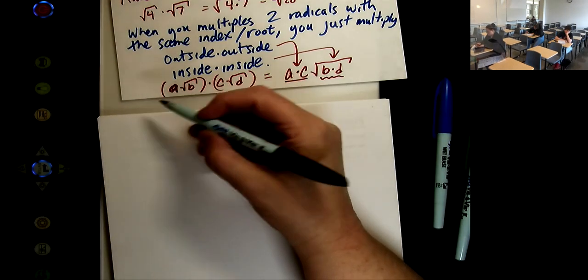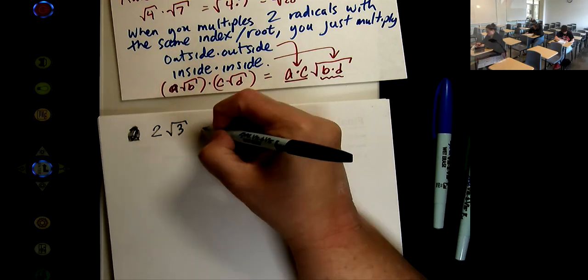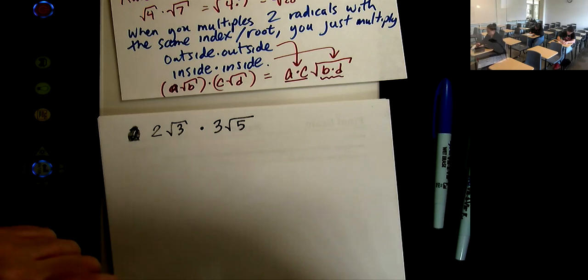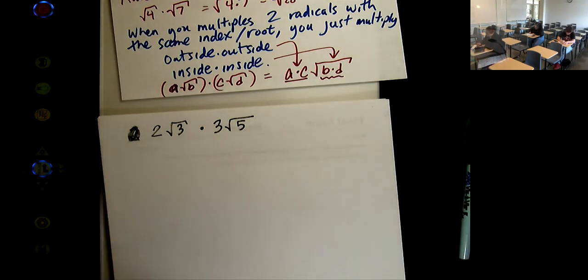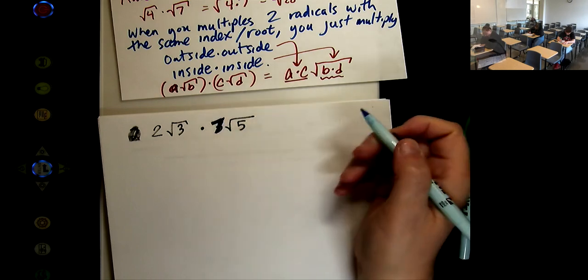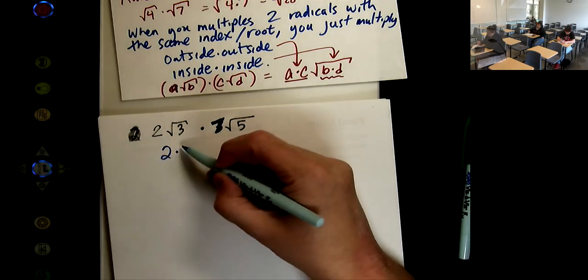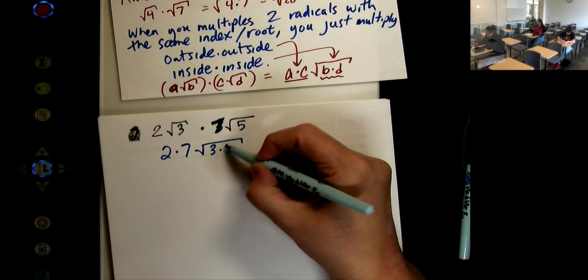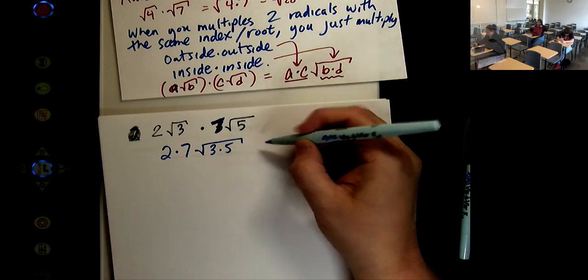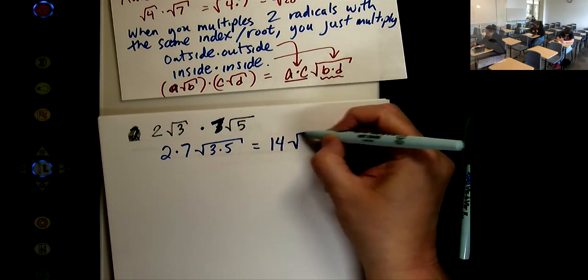If I have 2 square root of 3 times 3 square root of 5, what that gives me is... Let's make that a 7 out front. I don't want any confusion on where the numbers are coming from. And I had 2 and 3 in there. We're going to have 2 times 3 on the outside, and 3 times 5 on the inside. 2 times 3 is 6, and 3 times 5 is 15.